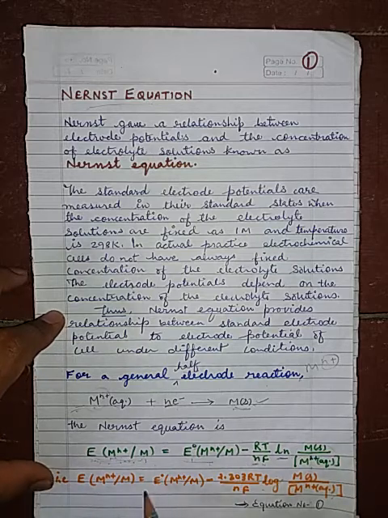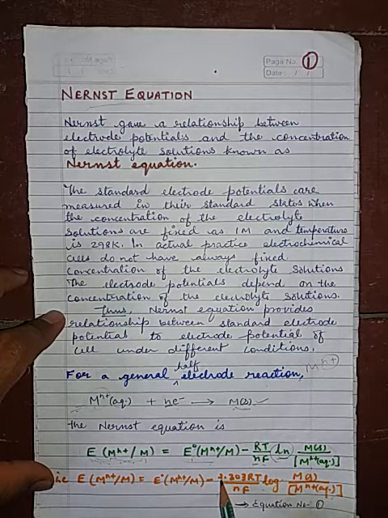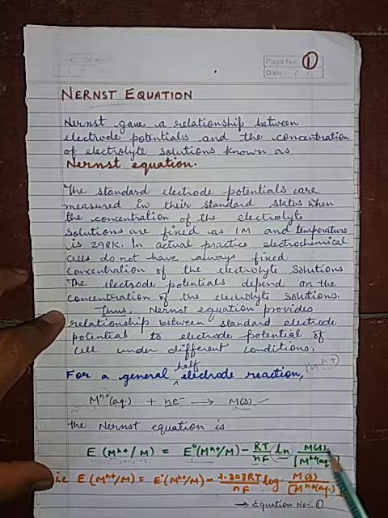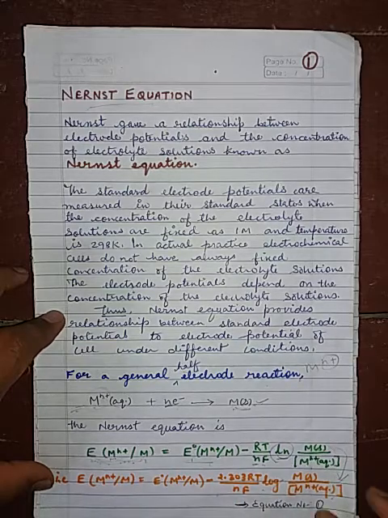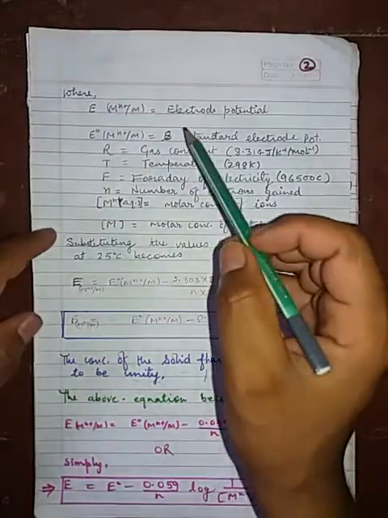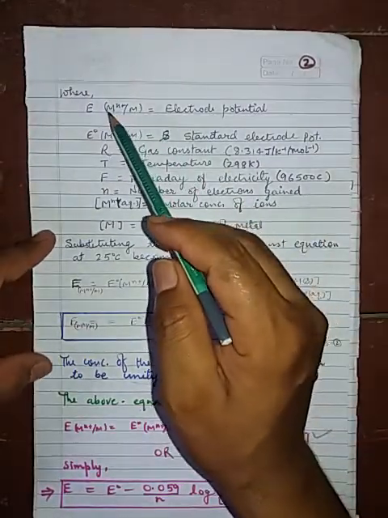Now this equation can be written in this way also, meaning the term ln can be changed into log by using the value 2.303. Now this equation can be written in this form. After this, come to the next page of this Nernst equation.